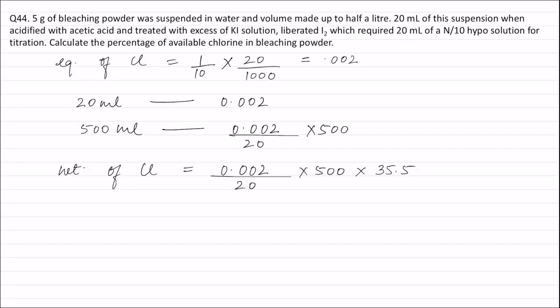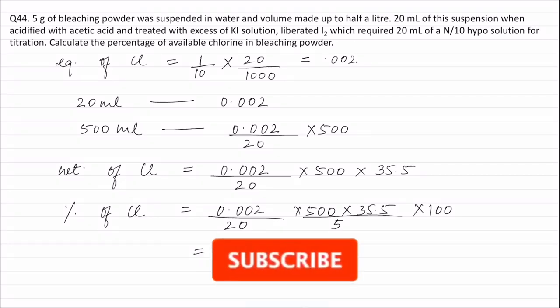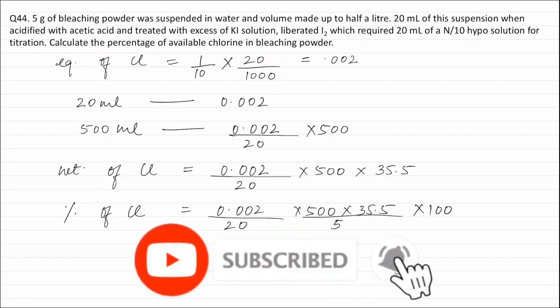And from this, percentage of chlorine will be equal to weight of chlorine, that is 0.002 divided by 20 into 500 into 35.5 divided by weight of bleaching powder, that is 5 gram, into 100. Solving this, the percentage of chlorine is 35.5%.